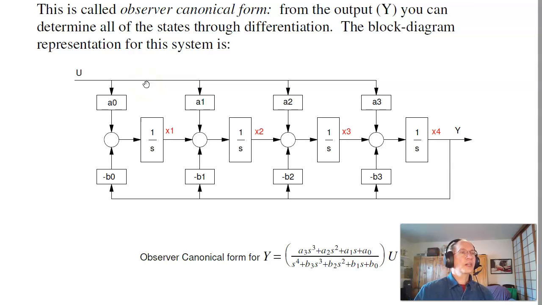This is called observer canonical form because from the output, I can determine what the states are. For example, suppose u equals 0. If I take y and differentiate it, I get x3. Take the second derivative, that's x2. Third derivative is x1. So just by looking at y and its derivatives, I can tell you what the states are. Hence, it's observable from the output.